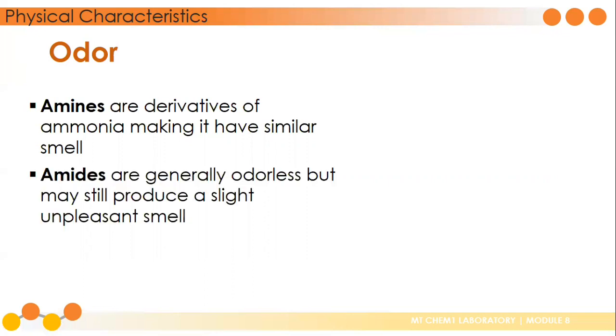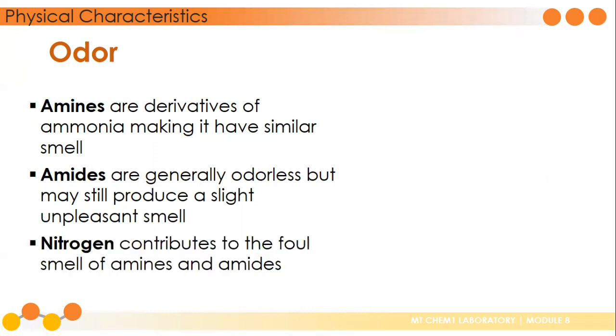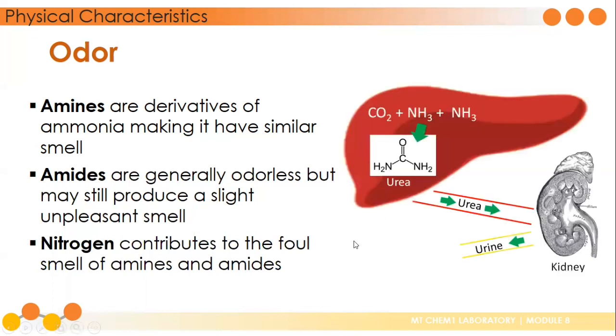They are slightly mild in comparison to ammonia. Amides, on the other hand, are generally odorless, but they may still produce a slight unpleasant smell, just like acetamide. The nitrogen present in both the functional group of amines and amides contributes to their foul smell. We have here an example, which is urea from ammonia produced in the liver. Urea is processed in the kidney as a waste material and is excreted from our body through urine. So that foul smell of urine is caused by ammonia.